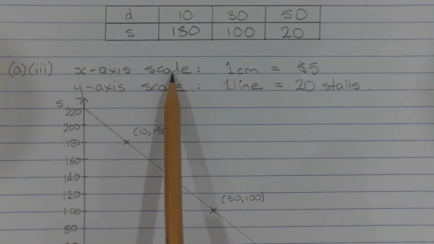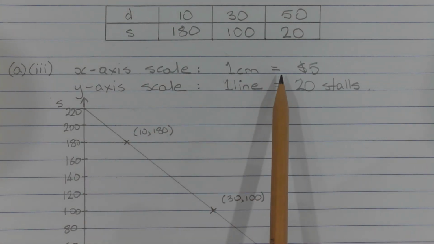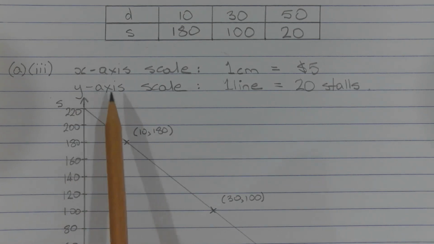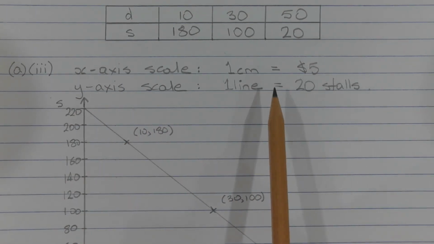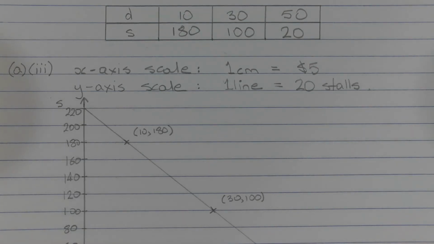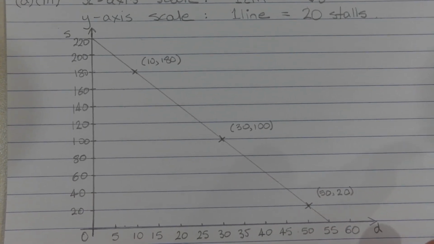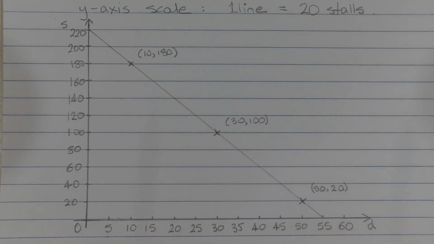For the x-axis, I've chosen a scale of 1 centimetre equals $5, and for the y-axis, I've chosen a scale of 1 line equals 20 stalls, since I'm using lined paper to do the worked solution. Next, draw up the axes using the scale that we just came up with. So here's the scale on the x-axis. So that's 1 centimetre, 2 centimetres, 3 centimetres, and so on. And each line on the y-axis represents 20 stalls, so 20, 40, 60, 80, 100, and so on.